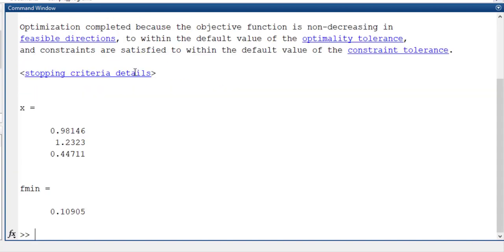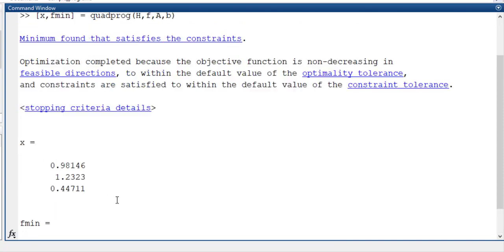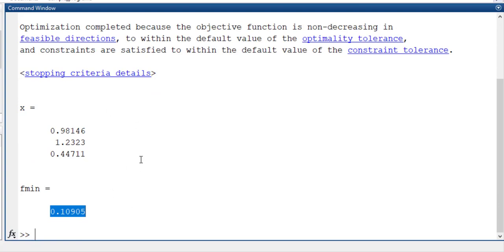Then the execution takes place, and this is my x1 value, this is my x2 value and this is my x3 value. This is my functional minimum value which I have got from MATLAB. So like this I have to calculate using quadprog, that is nonlinear programming, in MATLAB.